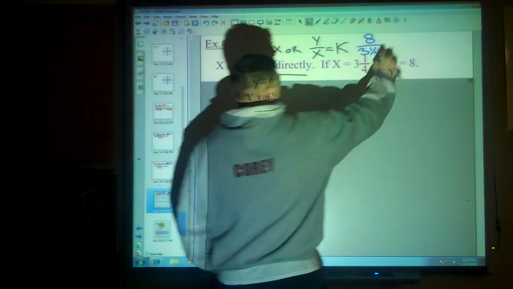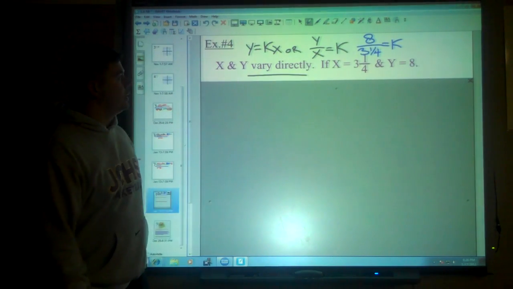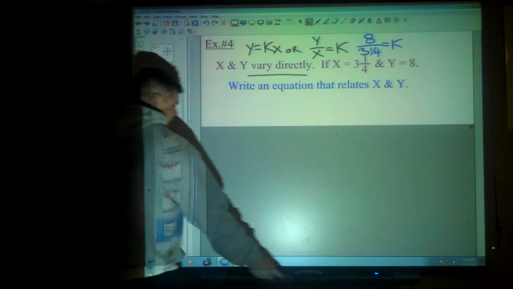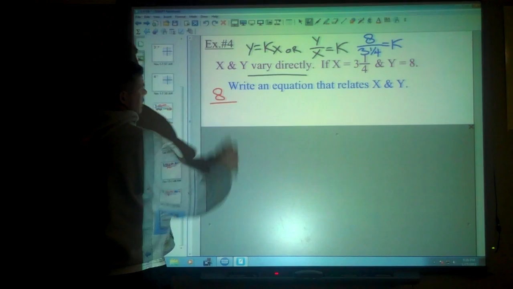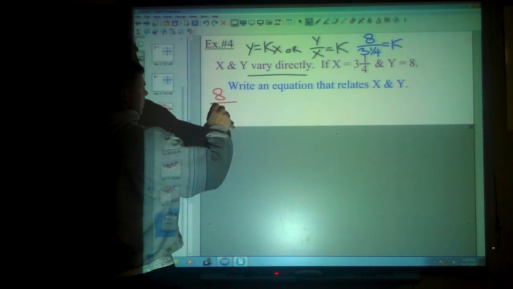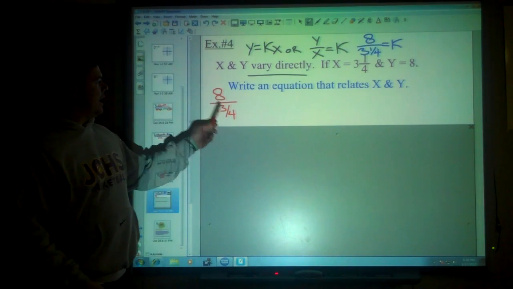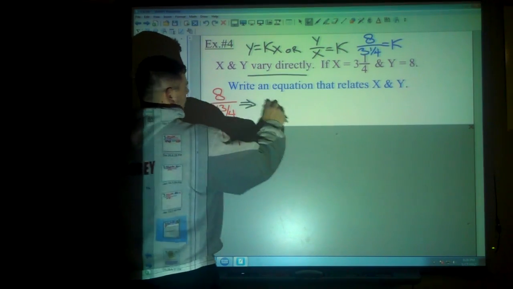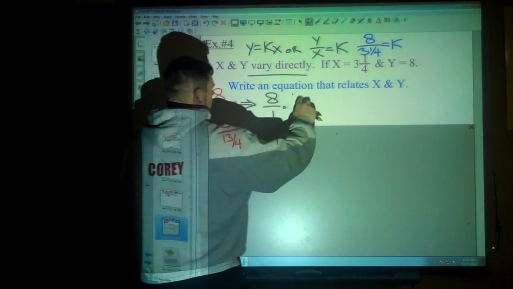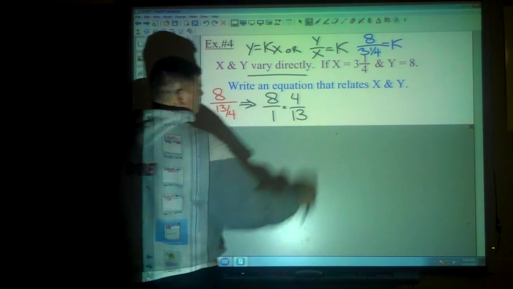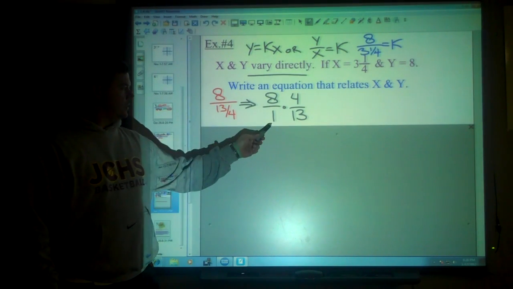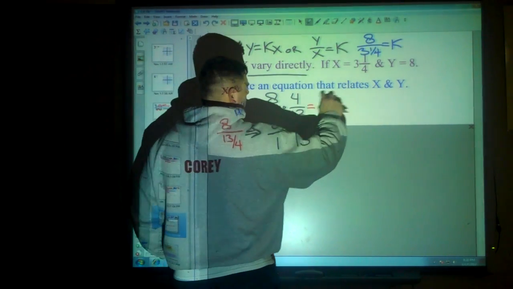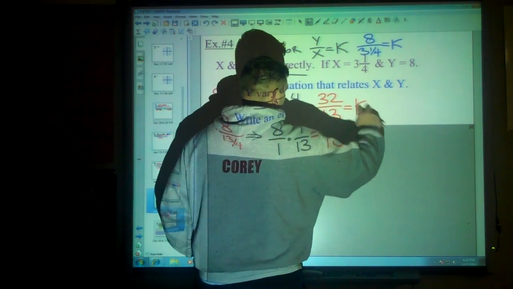Now that's a little tricky. You're not going to be able to just do that so easily in your head. So maybe what you ought to do is change the 3 1/4 into an improper fraction. So now we have 8 being divided by not 3 1/4 but 13 over 4. And anytime you divide by a fraction, it's the same as multiplying by the reciprocal. So you could say that this becomes 8 over 1 times the reciprocal, 4 over 13. So instead of dividing, we flip it. And now fractions multiply straight across, so you get 32 over 13 is equal to k.